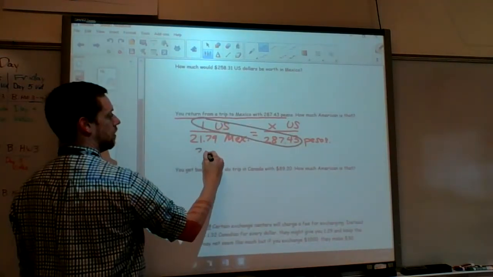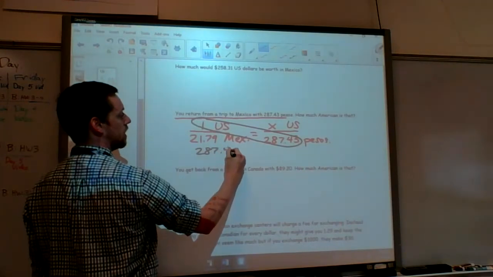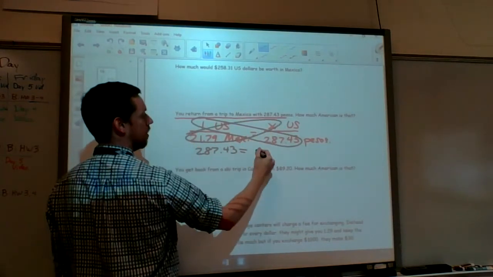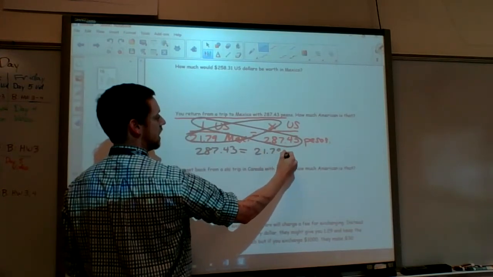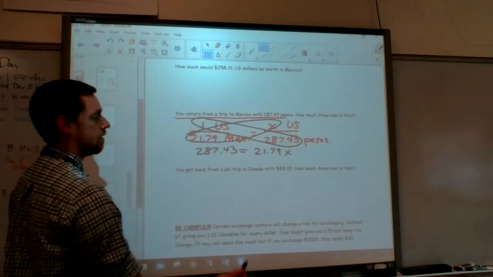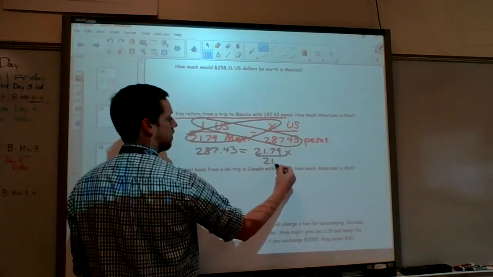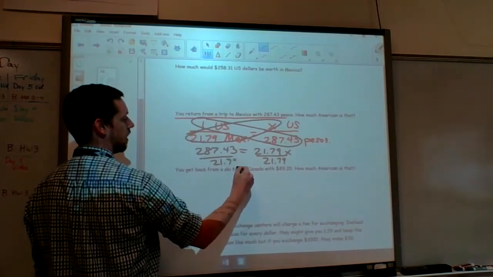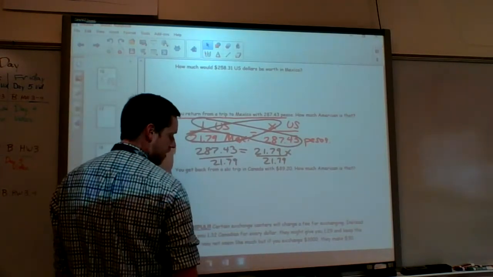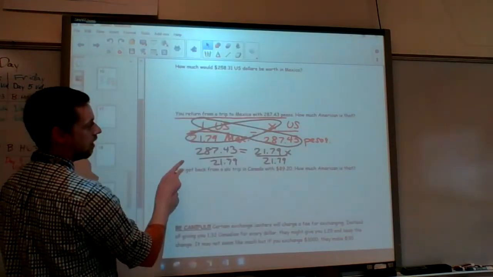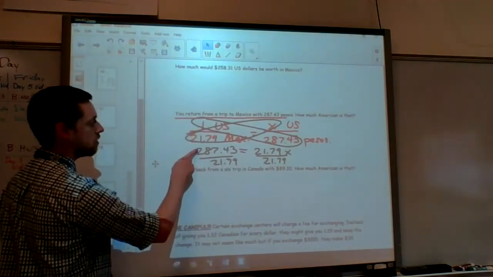Okay, when I cross multiply, this one's going to be an extra step because I get 287.43 pesos equals 21.79x. Right? To solve this out, divide by 21.79, divide by 21.79. Okay, this one's definitely a calculator problem. No one can do that in their head. If they can, I'm very impressed.